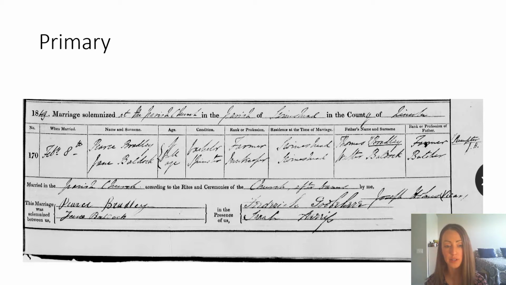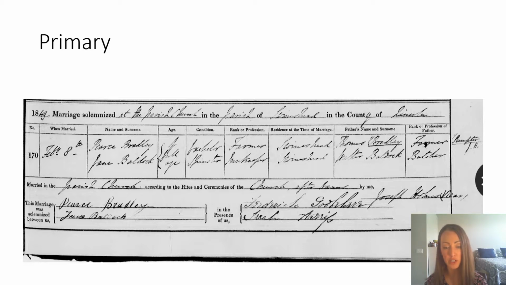So the informant for this record is Joseph. He was the informant for the marriage date. So the marriage date and the people who were married, he is a primary informant because he witnessed the marriage.